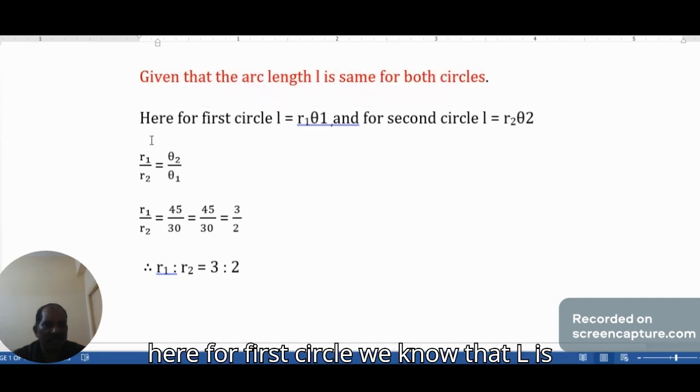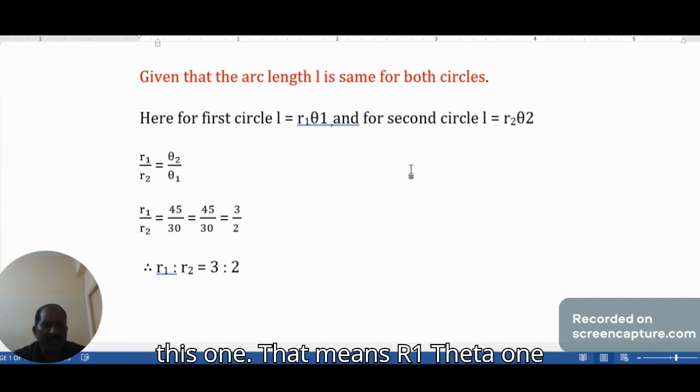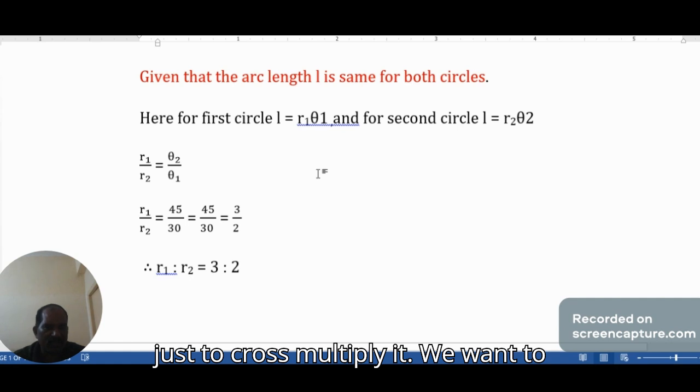And for the first circle, we know that L is equal to R1 theta 1. And for the second circle, L is equal to R2 theta 2. Because both lengths are equal, we can equate them. That means R1 theta 1 is equal to R2 theta 2, or take the ratio as R1 by R2 is equal to theta 2 by theta 1. So just cross multiply it.